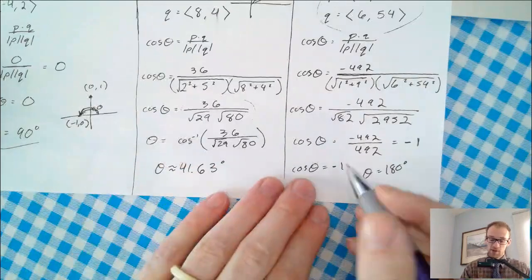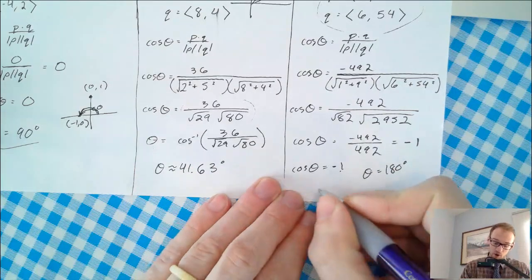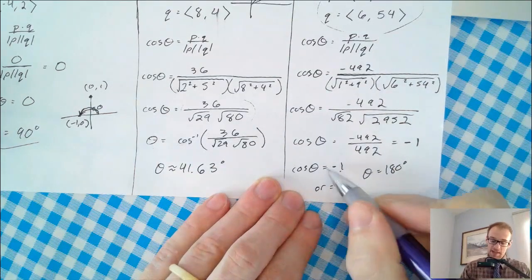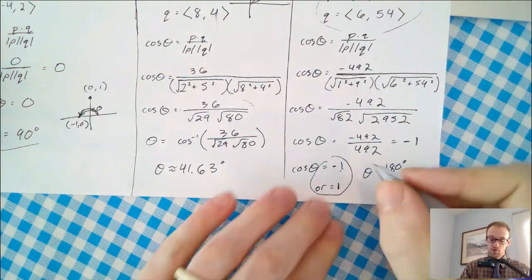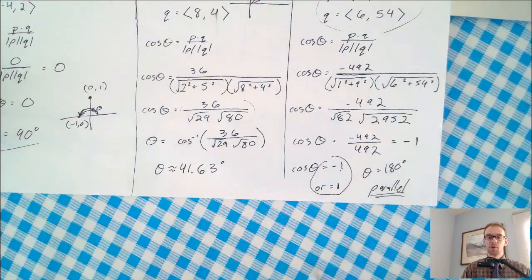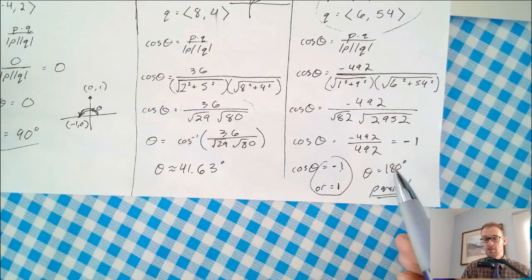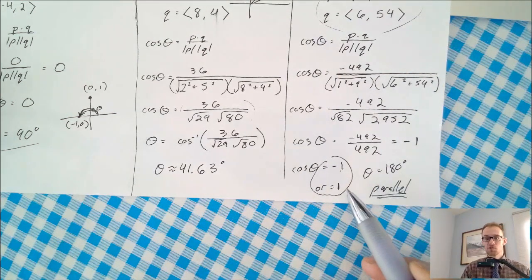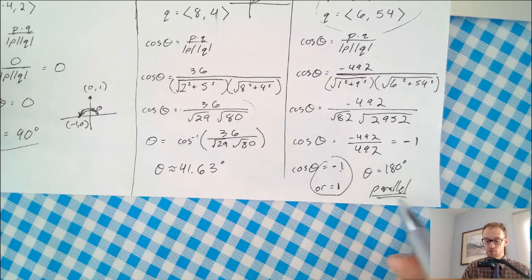If you go through this and you get a cosine of negative 1 or of positive 1, these two answers will give you parallel vectors. Because a negative 1 will give you a 180 degree angle, positive 1 will give you a 0 degree angle. Both of those are considered parallel vectors.